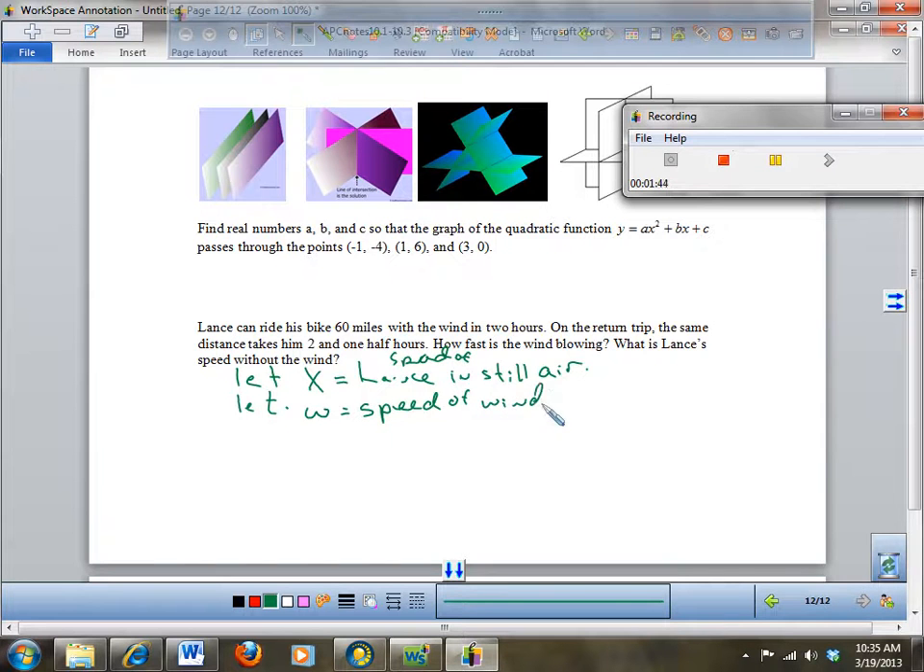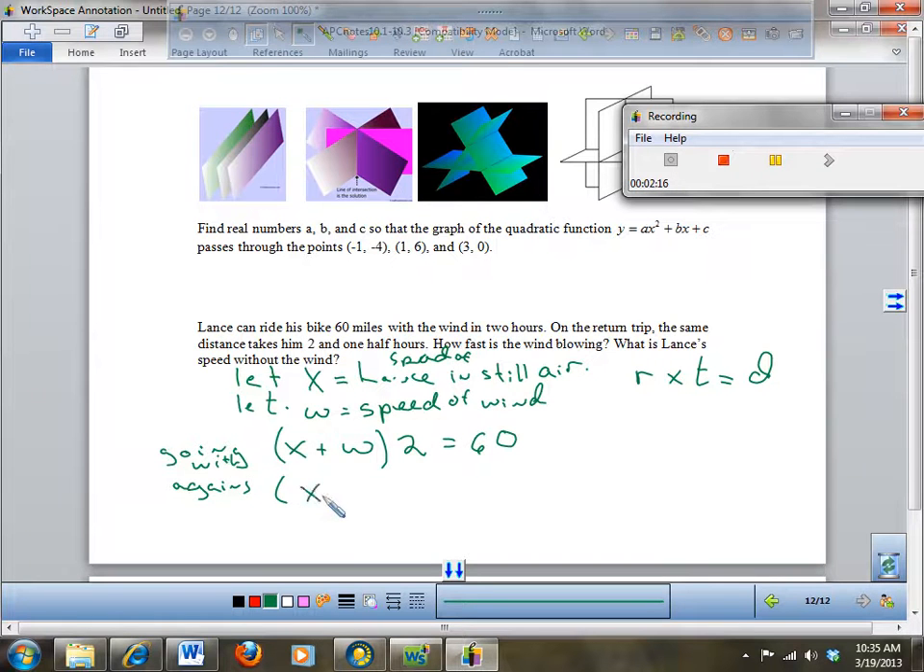This problem is pretty simple because we generally use the equation rate times time equals distance. In this case the rate with the wind would be x plus w, times 2 hours, equals 60 miles. Going against the wind, the equation looks like x minus w, because the wind is pushing against him and slowing him down, and that takes him 2.5 hours to go the same distance.